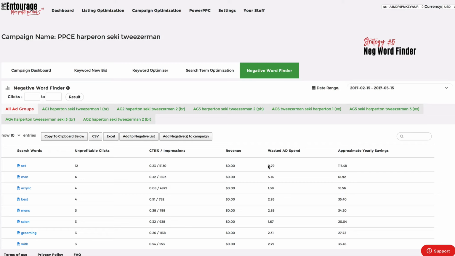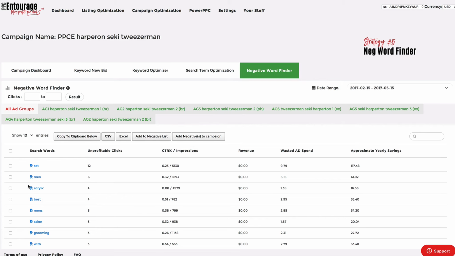Now the strategy here is to do a negative phrase, because then I'm saying in no way, shape, or form do I want visibility for the word set. So if somebody goes on Amazon and puts any phrase in with the word set, we will no longer get visibility if we do a negative phrase.